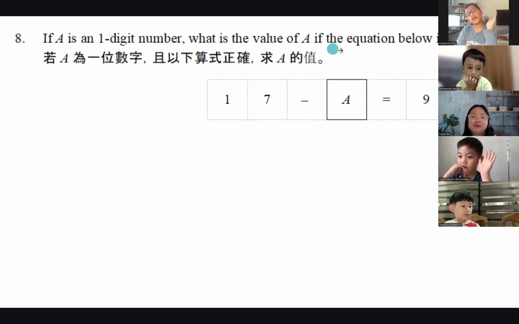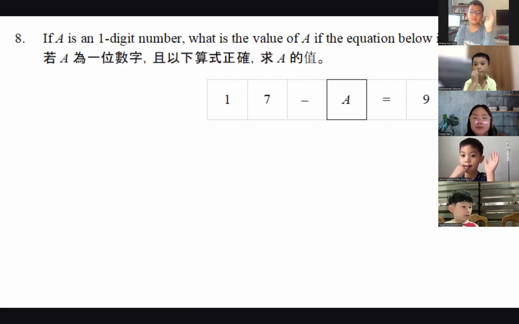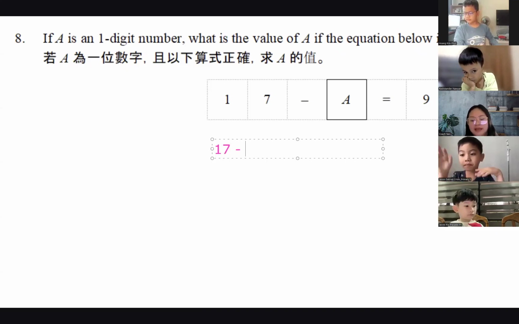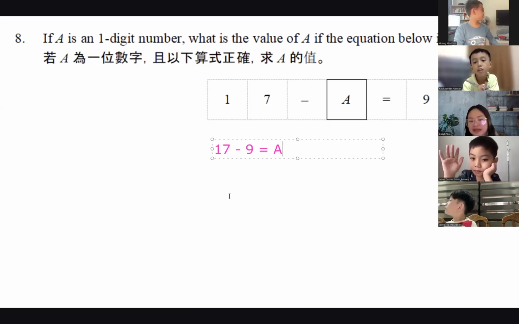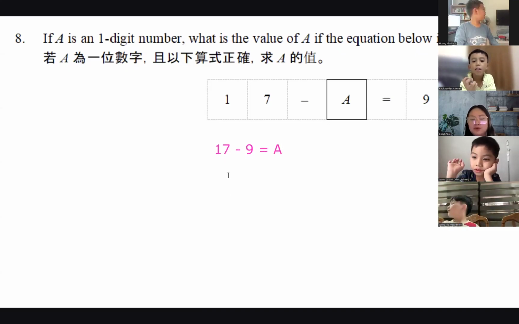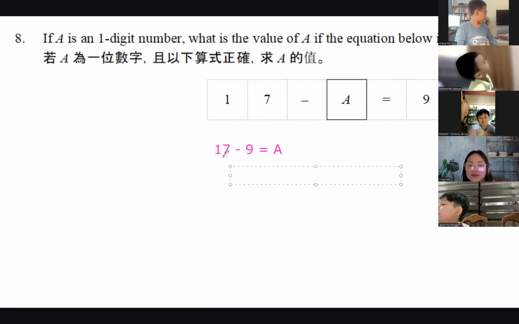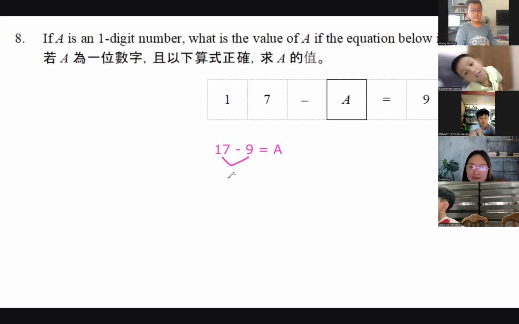All right, let's do number 8. If A is a one-digit number, what is the value of A if the equation below is correct? So you just work backwards. You have 17 minus 9, and that would give you equal to A. So that means 17 minus 9 is equal to 8.